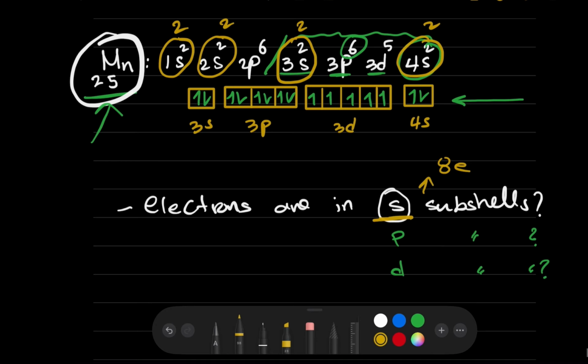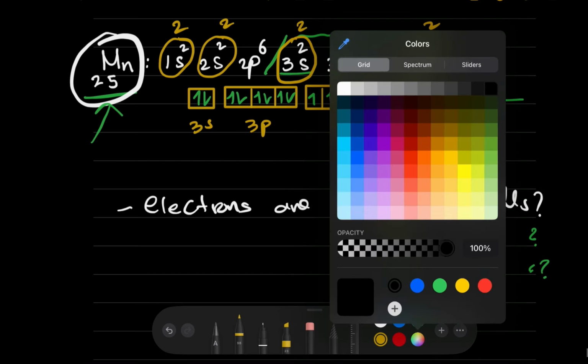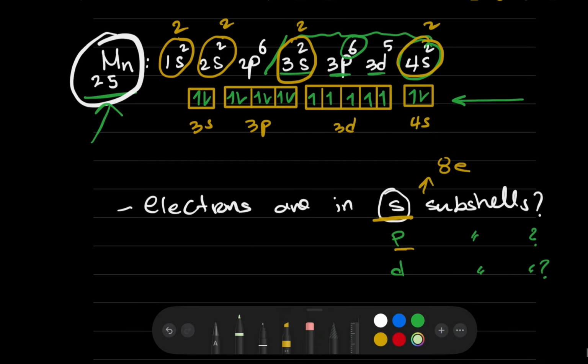The same thing is repeated for the p orbitals. How many p orbitals do we have? Let's use another color. Here we have the p orbitals. The first one has 6 electrons, plus another p orbital which contains 6 electrons, so the total is 12. If I ask you about the number of electrons in the d orbital, it's very easy: we have only 3d in here, and it's not repeated anywhere. That's why we have 5 electrons for d.